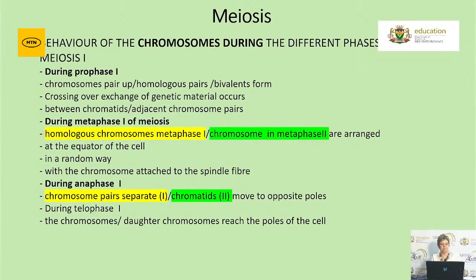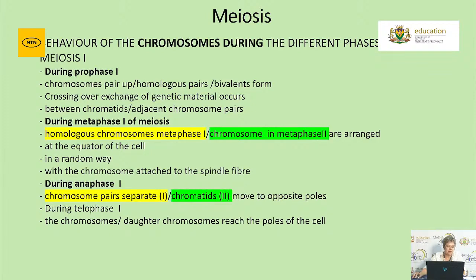Meiosis, please look at the different stages, and you must be able to identify these stages, and also explain what is the behavior of the chromosomes during these phases. So I just want to emphasize one thing. In metaphase 1, we refer to homologous chromosomes on the metaphase, or on the equator.